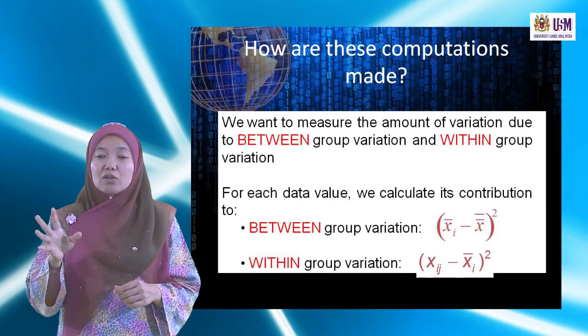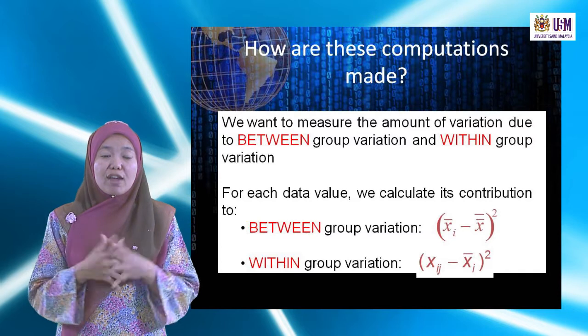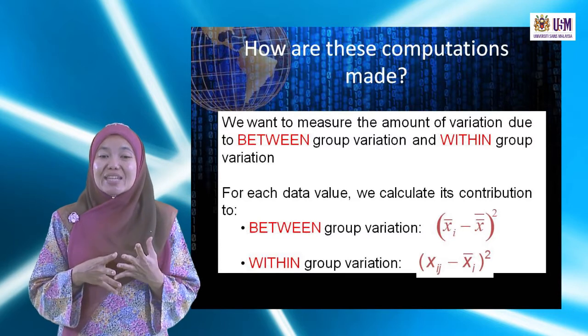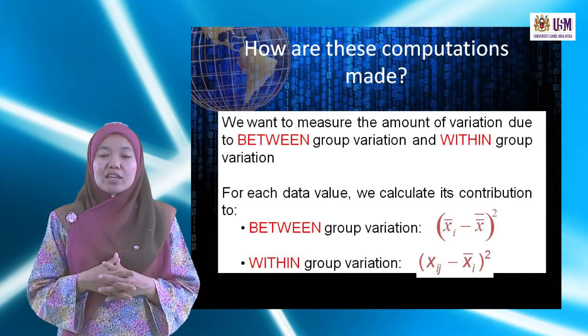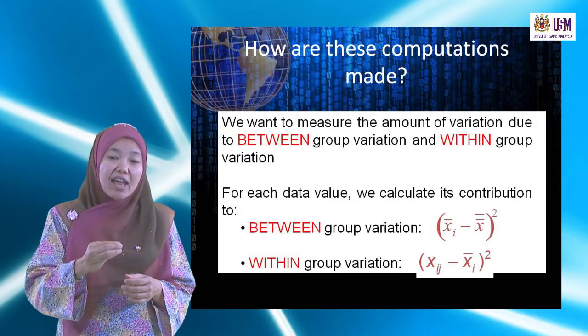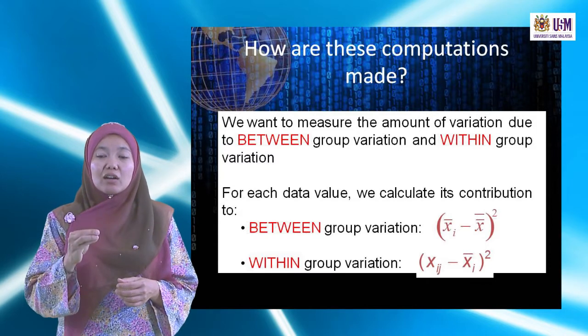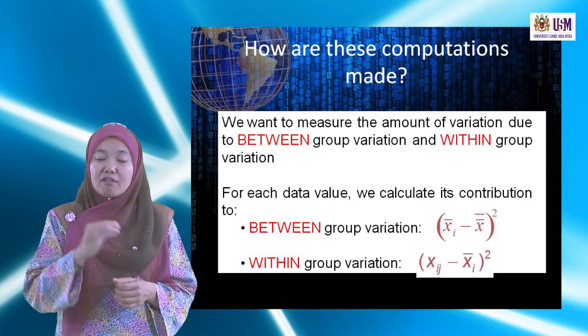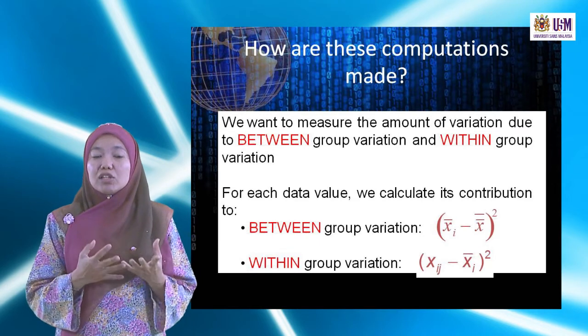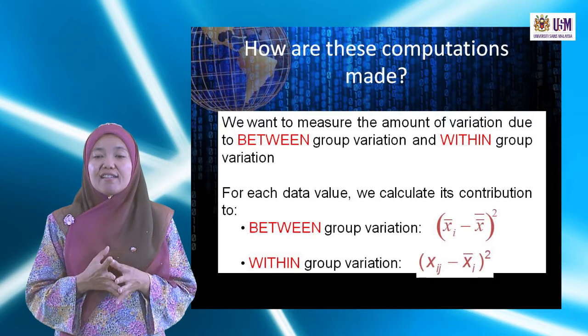And you take the square, that will give you the between group variations. As for the within group variations, you simply take each value of X in the group, deduct the mean of that group, and then you take the square. That will give you the within group variations.